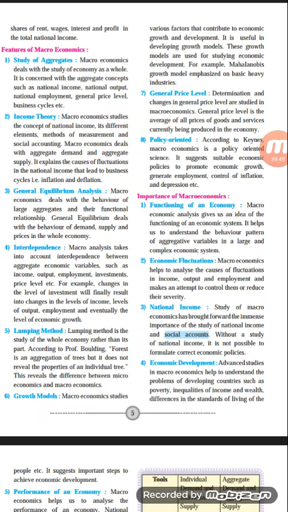The different elements, the different things that act in favor of national income, and the different methods for the measurement of national income. And social accounting. Social accounting means the various stakeholders, those who are directly as well as indirectly associated with that particular firm, particular industry, and the society at large.